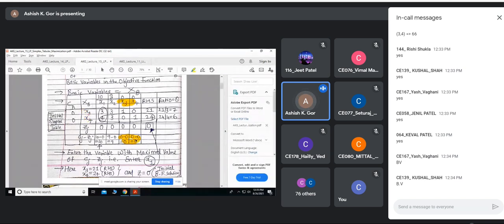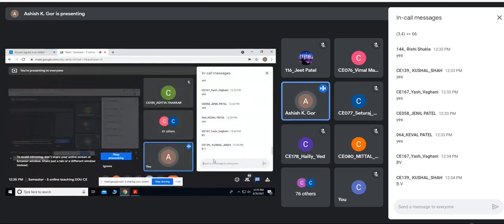One more thing I want to tell you. If you observe, under the basic variables in the table, there is an identity matrix. What is an identity matrix? Kushal, Janil, Janit. Yes, identity matrix.